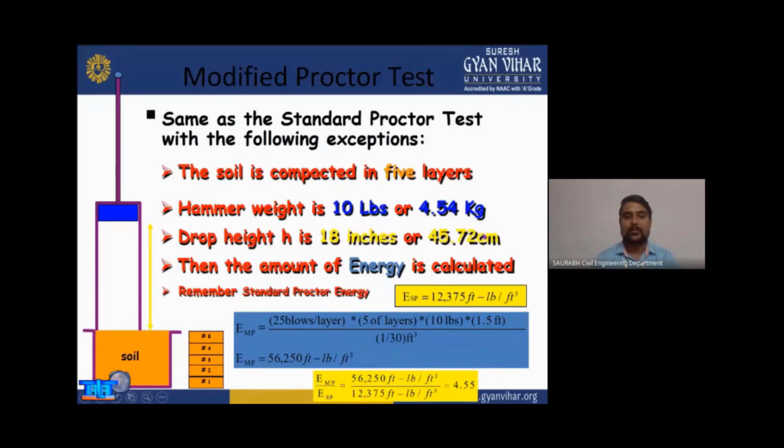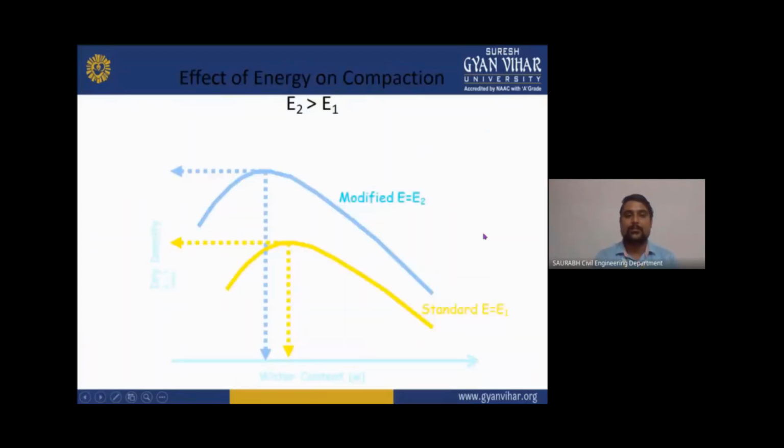In the modified Proctor test, it is the same as the standard Proctor test with the following exceptions. The soil is compacted in 5 layers, and the weight of the hammer will be 10 lbs, and the drop height will be 18 inches. That is the difference between the modified Proctor test and the standard Proctor test. And this is the graph of a modified Proctor test and a standard Proctor test, you can see here.